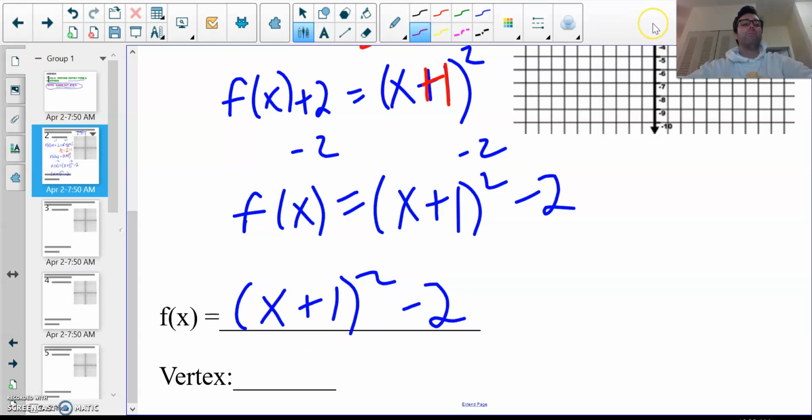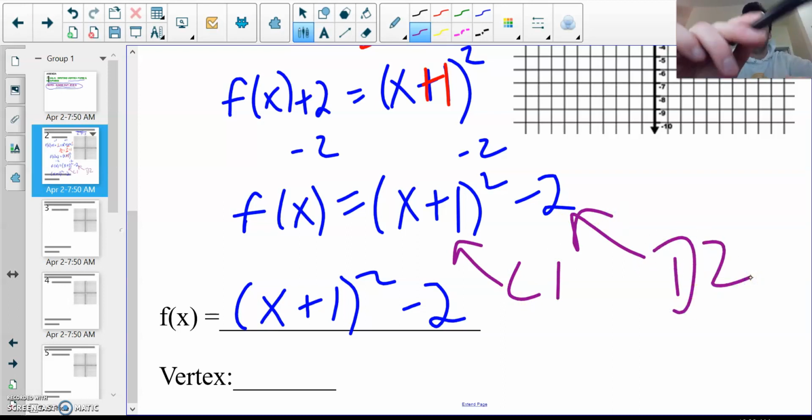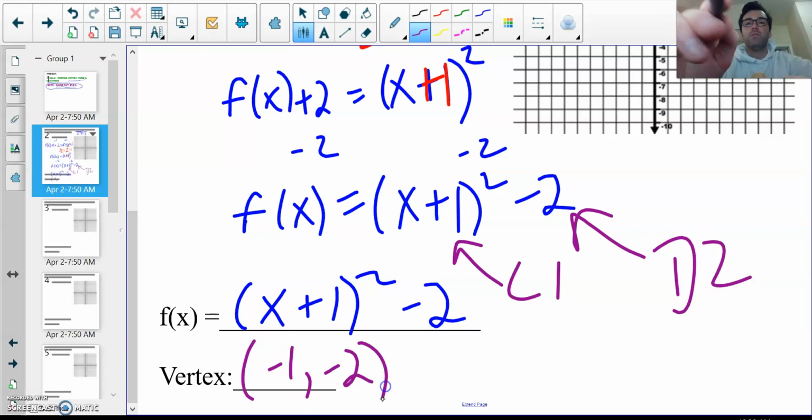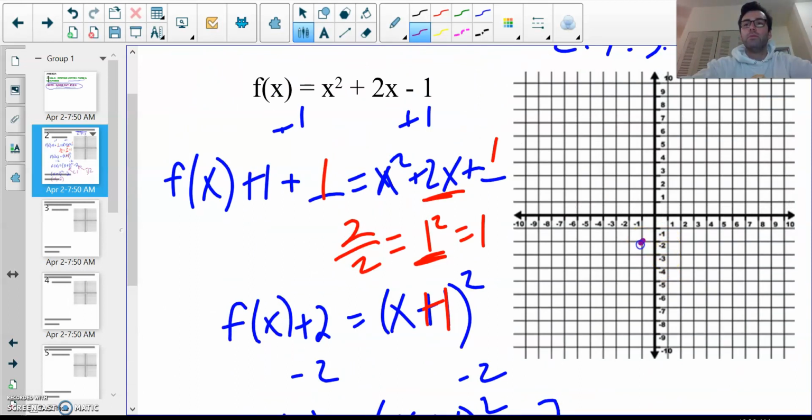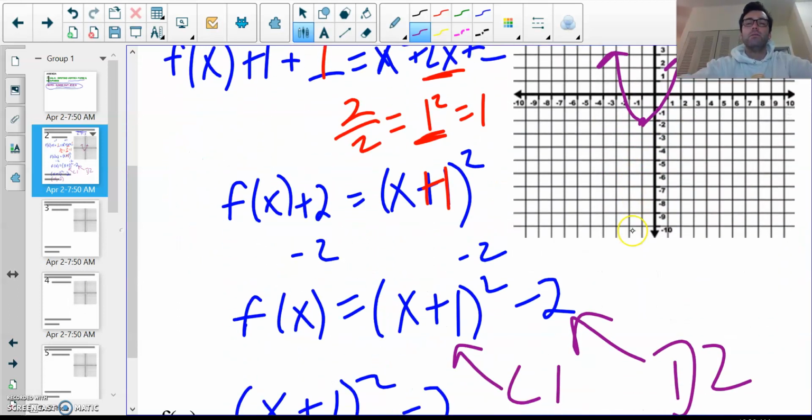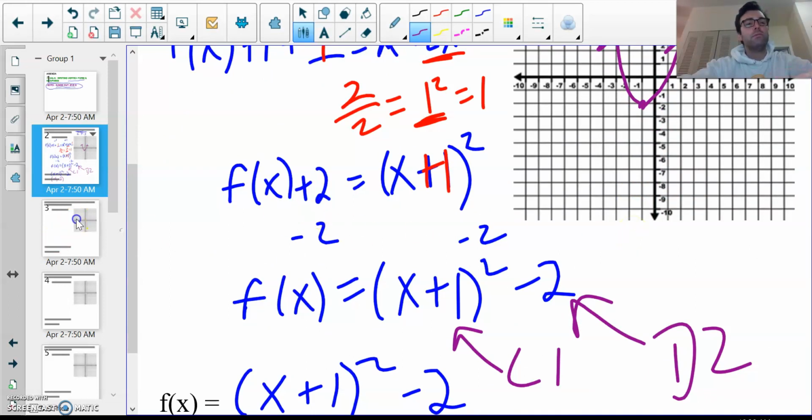Well, I want to think about this. How does this shift my parabola? How does this shift y equals x squared? Well, the plus 1 on the inside, remember when it's attached to the x on the inside, we do the opposite. So if it's positive, I move it left 1, and on the outside it stays the same, so it's down 2. So my vertex is negative 1, negative 2. Make a point, and then all I ask is that you just make a U shape. All right? There you go. Wow. That was fun.